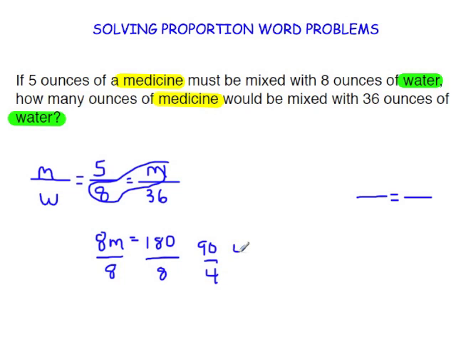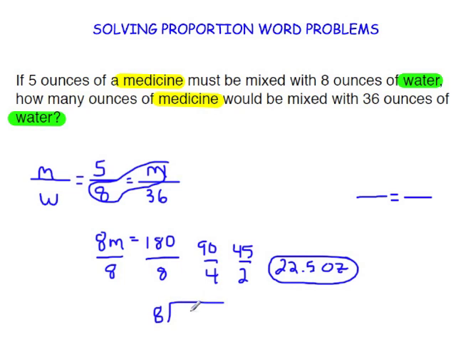2 divides into those again, giving you 45 over 2, which when you divide that out again will be 22 and a half, or 22.5 ounces. So we would need 22.5 ounces of the medicine to be added to 36 ounces of water. Instead of reducing right here, you could have just gone straight to your division of 8 divided into 180, and you'll get the same answer. Reducing just makes the numbers smaller to deal with.